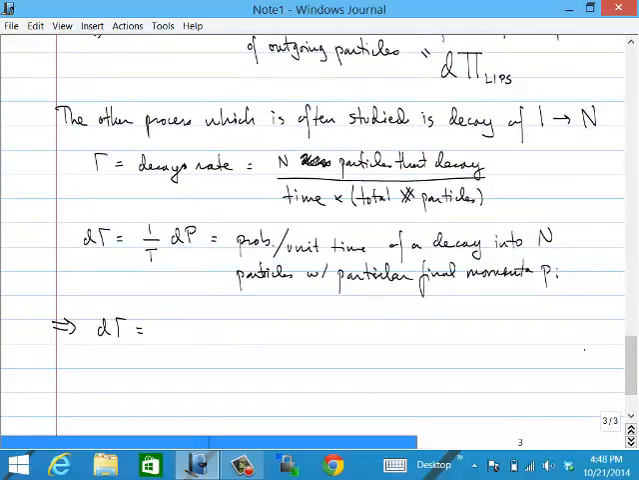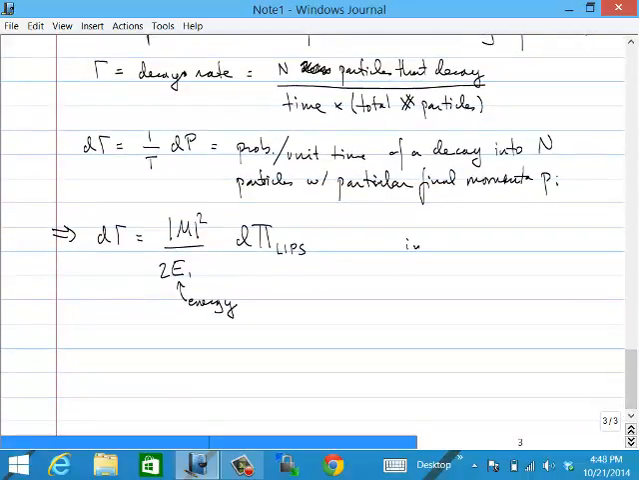Then d gamma will just be a very similar looking kinematic factor. So we only have one initial particle, which I'll take to be in the center of mass frame so that it's not moving. So this will be the energy of the particle. That's the only piece of kinematic data about the original particle. And then we'll have this Lorentz invariant phase space measure. Okay. And that'll be in the center of mass frame. And of course, one could work in some other frame, and then the decay rate would be different.